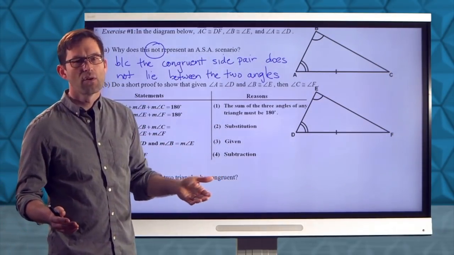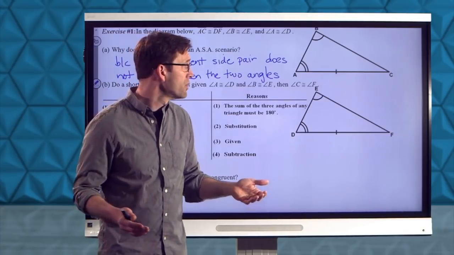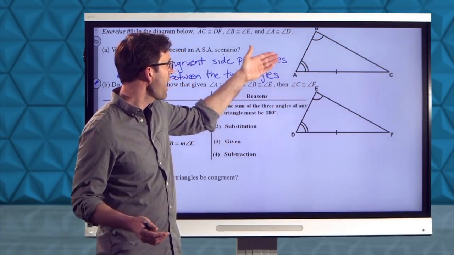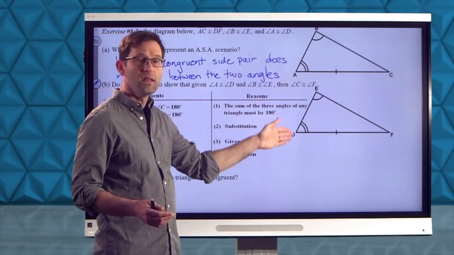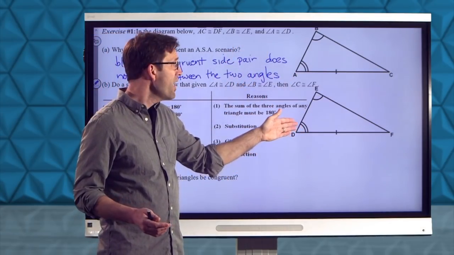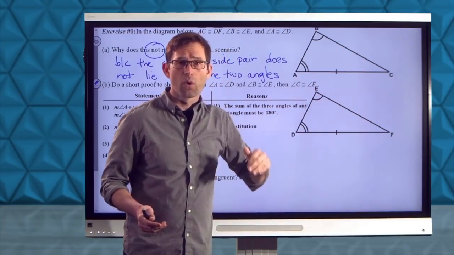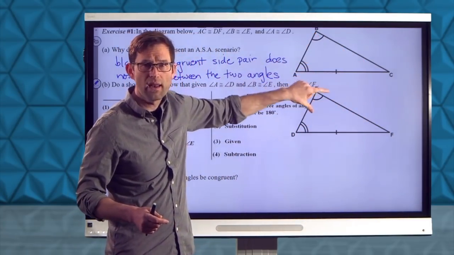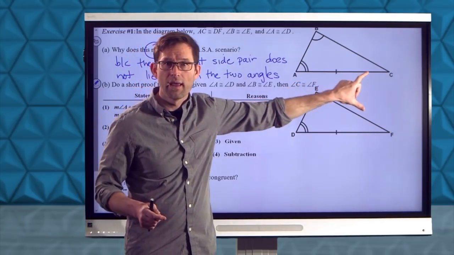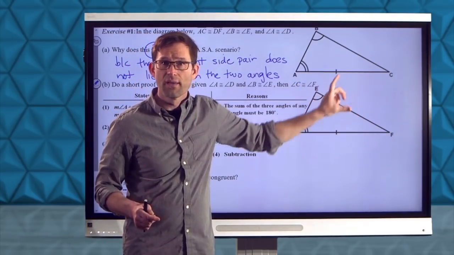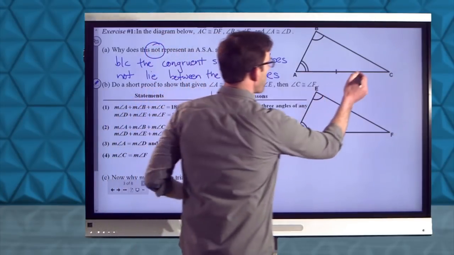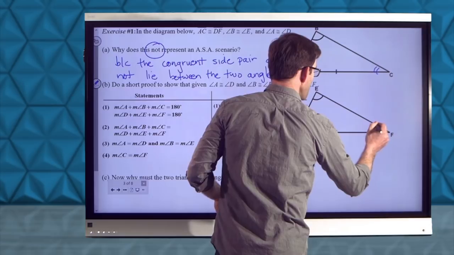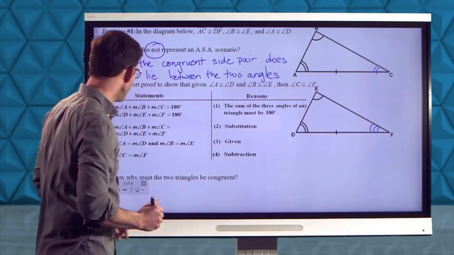Now again, this should make all the sense in the world, right? If I simply knew what B and E were and what A and D were, then I could calculate what C and F were, and they would have to be equal, right? Because I would just add these two, subtract from 180, add these two, subtract from 180, and I would get these two angles, and they would be the same. So I'm going to actually mark these as now being equal, because we just proved that they were equal.